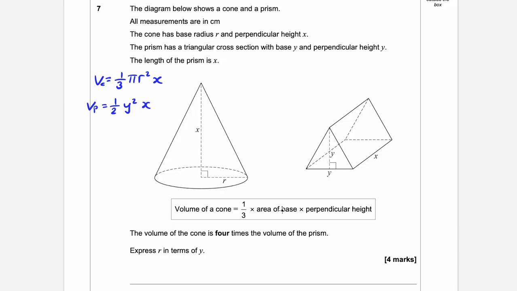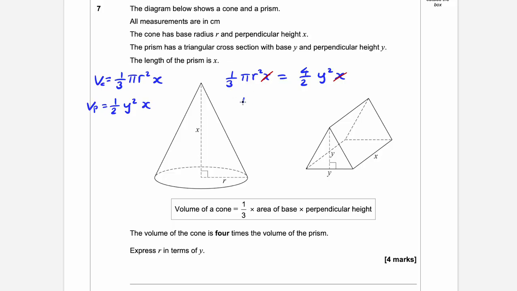Okay, so here we have a volume of the cone, volume of the prism. The volume of the cone is 4 times bigger than the volume of the prism. So the volume of the cone, a third pi r squared x, equals 4 of these, 4 prisms. So it's going to be 4 over 2 y squared x. Okay, we want to find r in terms of y. So first and foremost, I can cancel the x's.